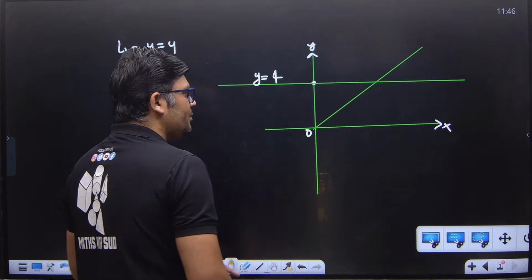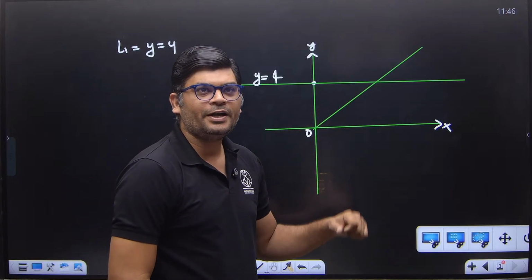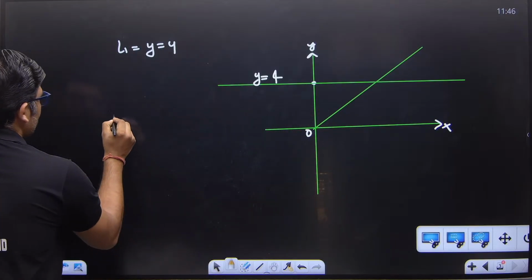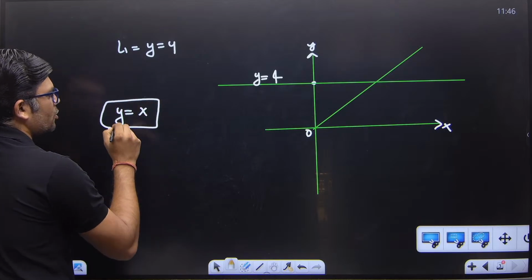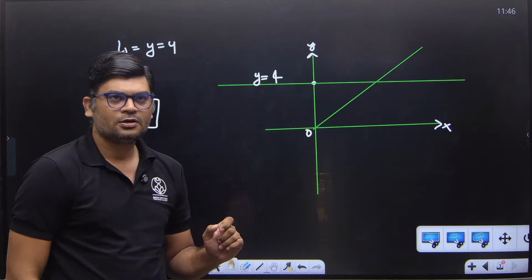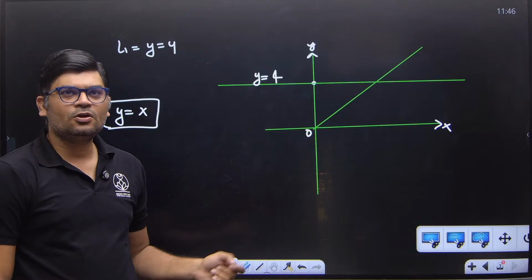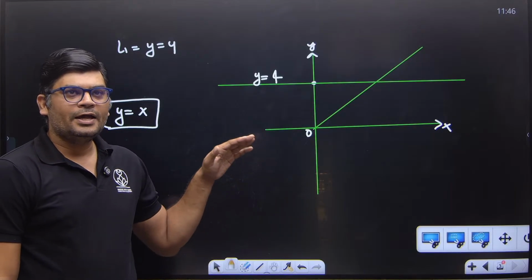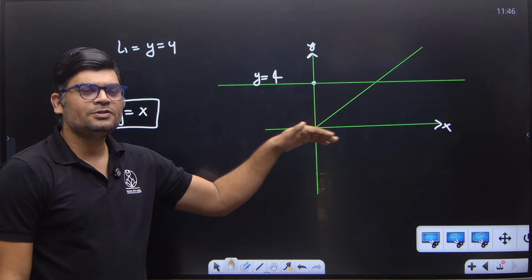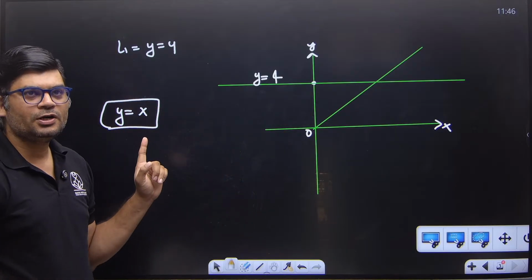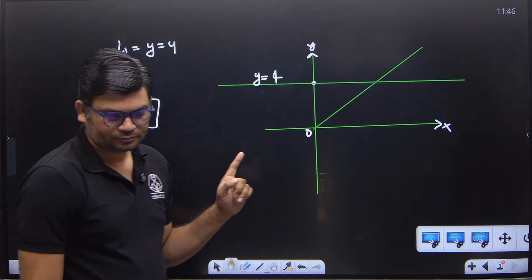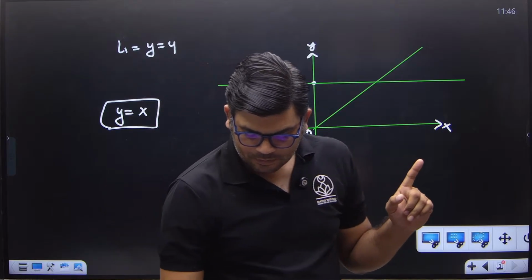So bisector means the angle is 45 degrees. So the line will be y is equal to x because it is passing through origin. So the y-intercept is 0 and the bisector means it is 45 degrees. So tan 45 is 1. So the equation of the line is y is equal to x. Understood?